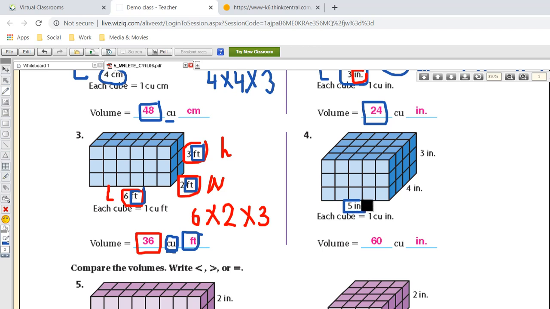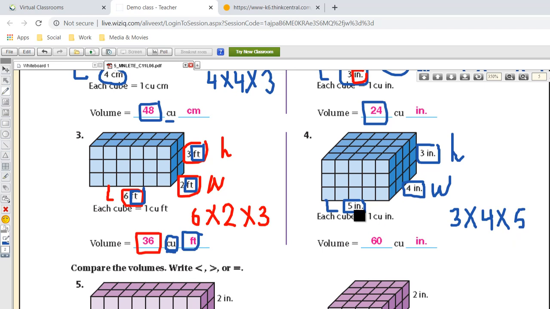We have the 3 dimensions, 5 inches, 4 inches, and 3 inches. And we want to get the volume of this solid figure. We have length, width, height. So we are going to multiply the 3 dimensions by each other to get the volume. So it will be 3 multiplied by 4 multiplied by 5.